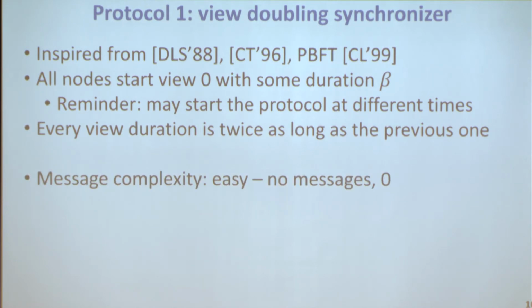The message complexity of this algorithm is 0. You don't need to send any message at all. You spend twice as long as you spend in the previous view, and you'll eventually reach view synchronization. The problem is that latency is unbounded. I can always construct a run where it will be bigger than some predefined threshold until view synchronization is reached.